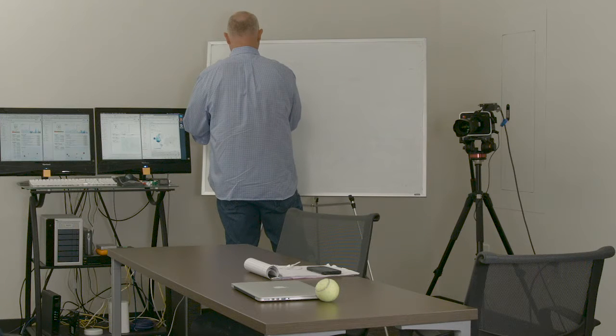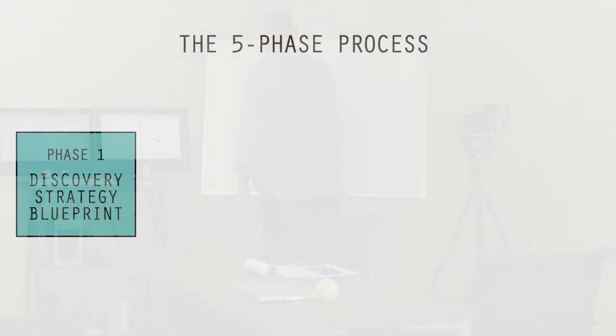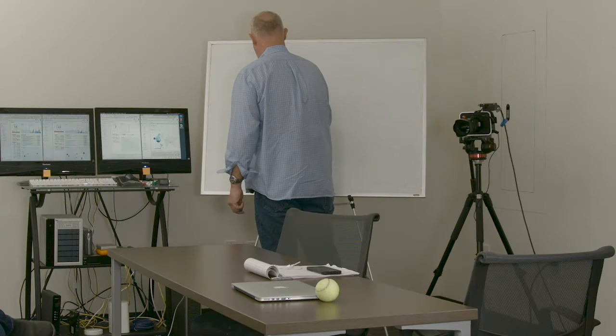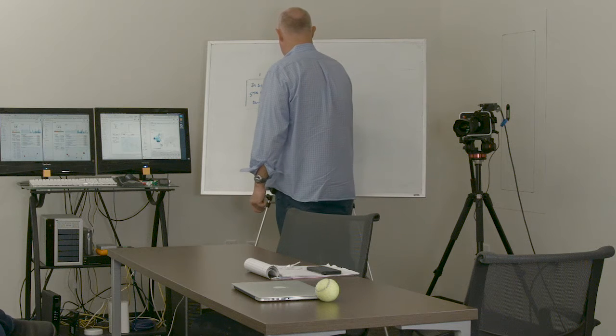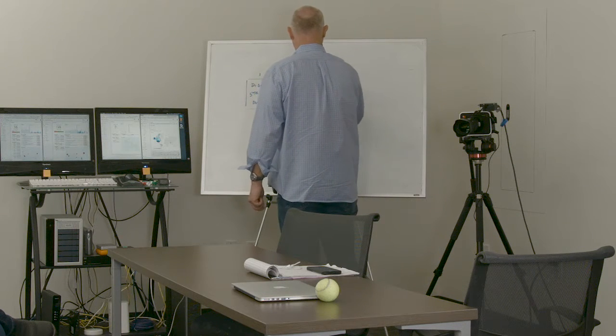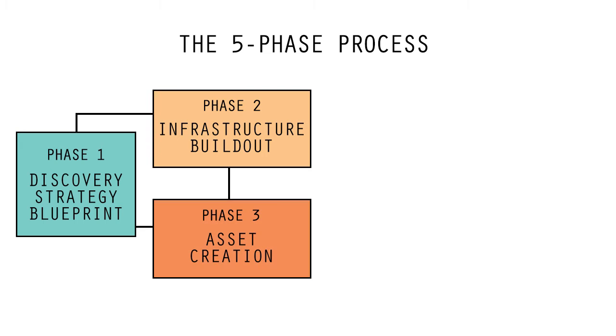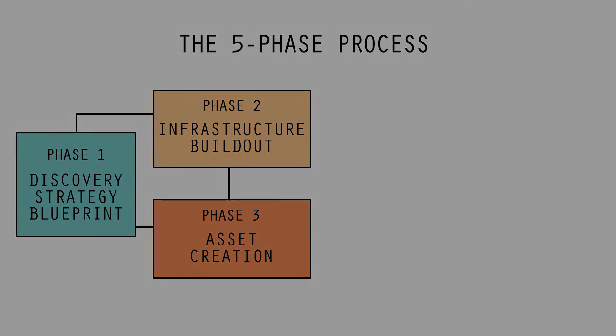Perfect. Phase 1 is discovery, strategy, and blueprint. Then what you said is we have 2 phases, and a lot of these can go off in parallel to some degree. We have the infrastructure build out, which was phase 2, and then you had the asset creation. So some of this stuff can go on in parallel. We're not necessarily having to do it in sequence.